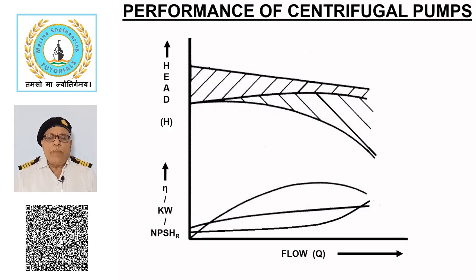Performance of centrifugal pumps. This sketch shows the performance curves of a centrifugal pump and the relationship between head, efficiency, power and NPSH required with respect to flow. Theoretical relationship between the head H and the flow Q is a straight line with minimum flow occurring when the head is maximum.